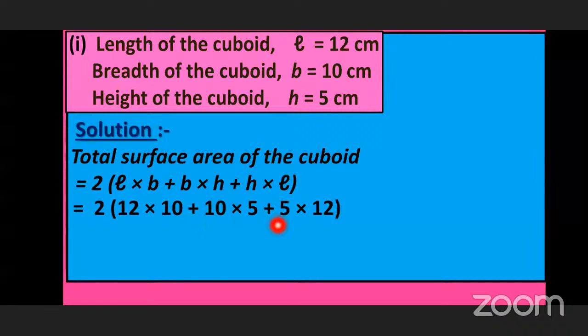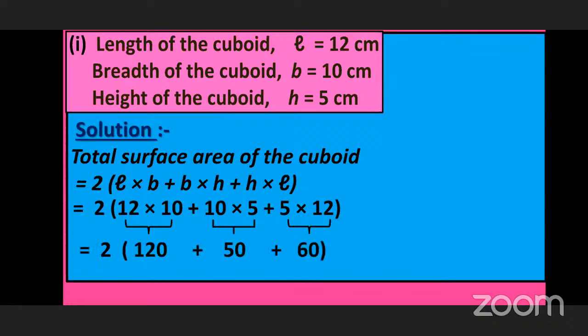Okay, children? Now, what are we supposed to do? See, these numbers are in the brackets, so we have to use the BODMAS rule. First, we will be doing multiplication of two terms, 12 and 10 together, then 10 and 5 together, and 5 and 12. See, we will be doing the multiplication of two terms together by using the BODMAS rule. See, 12 tens are 120 plus 10 fives are 50 plus 12 fives are 60.